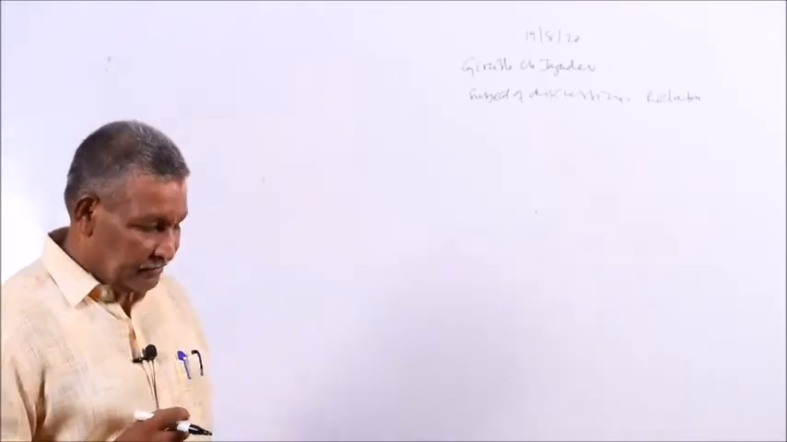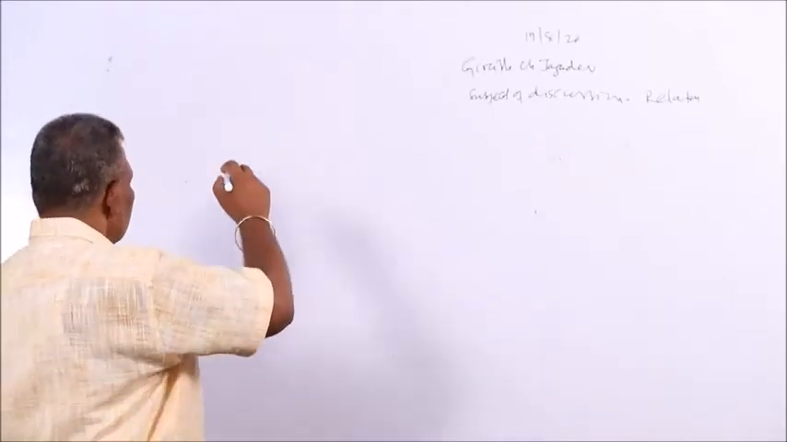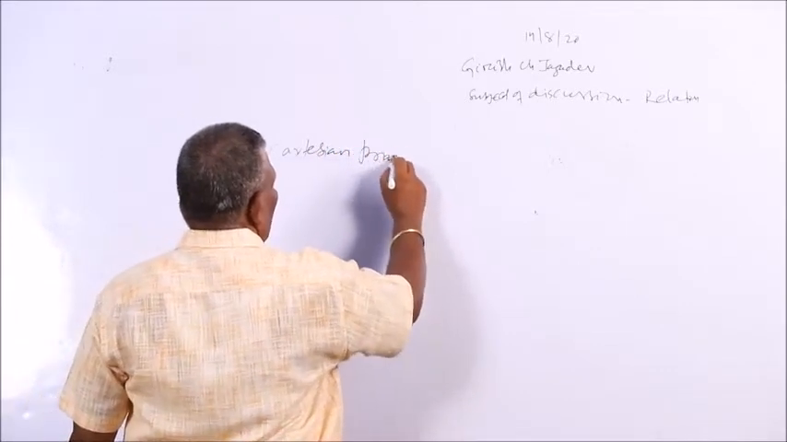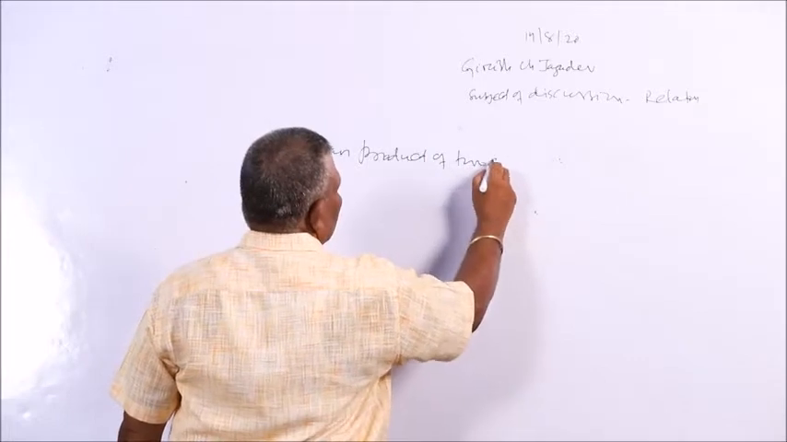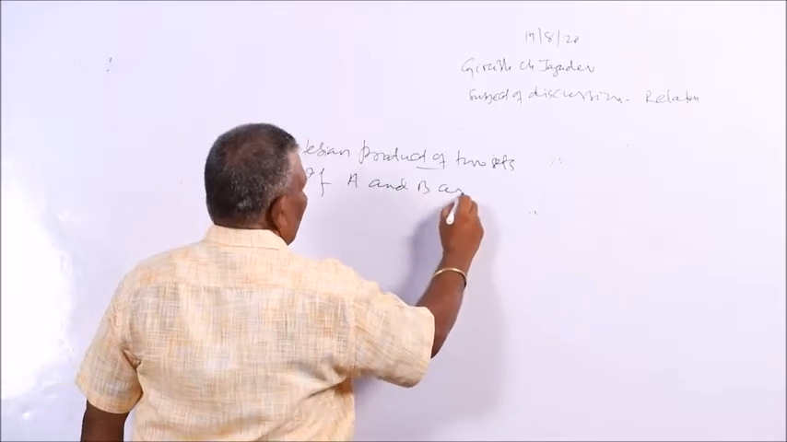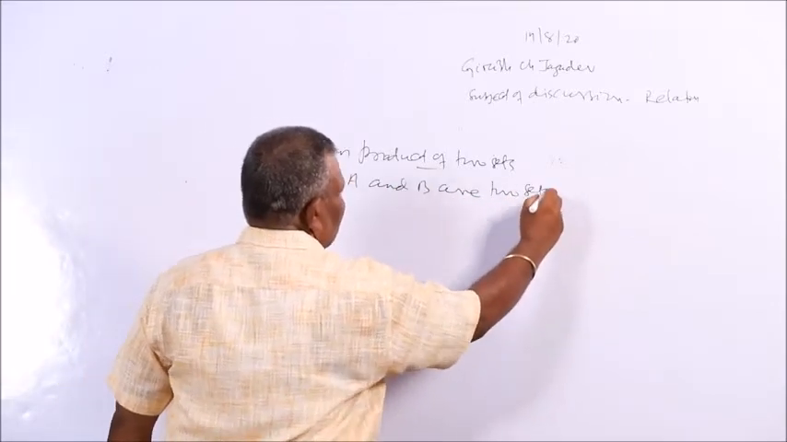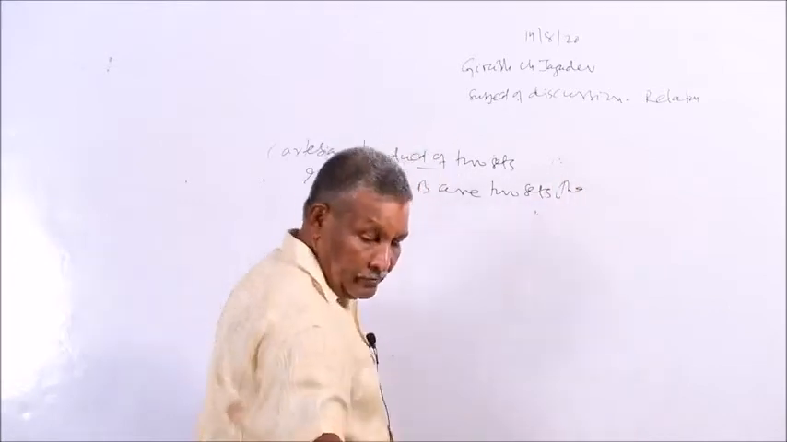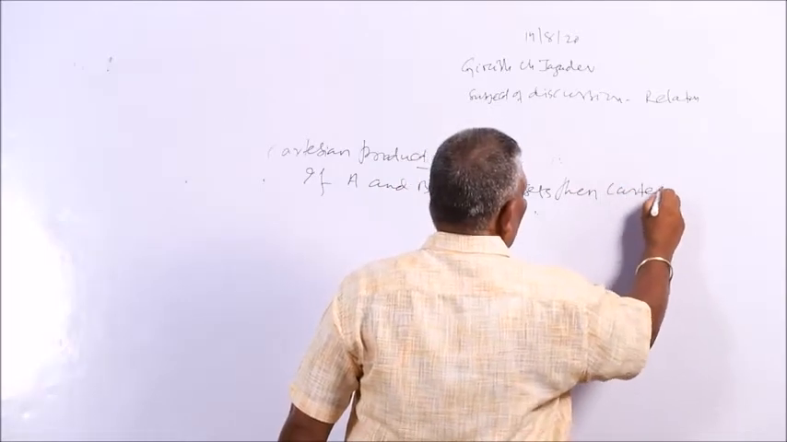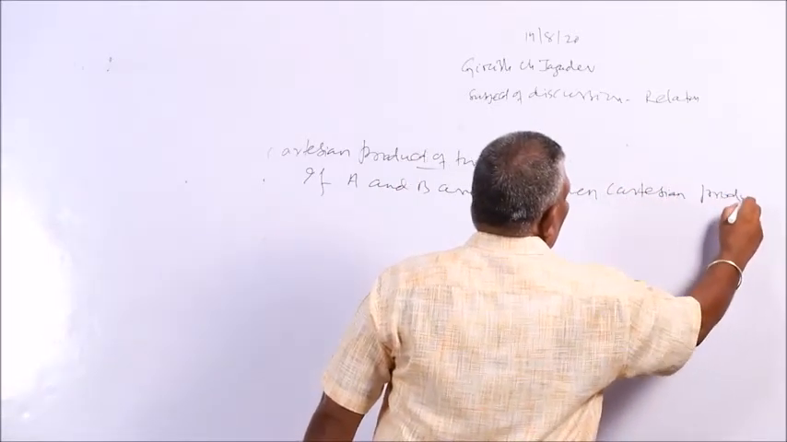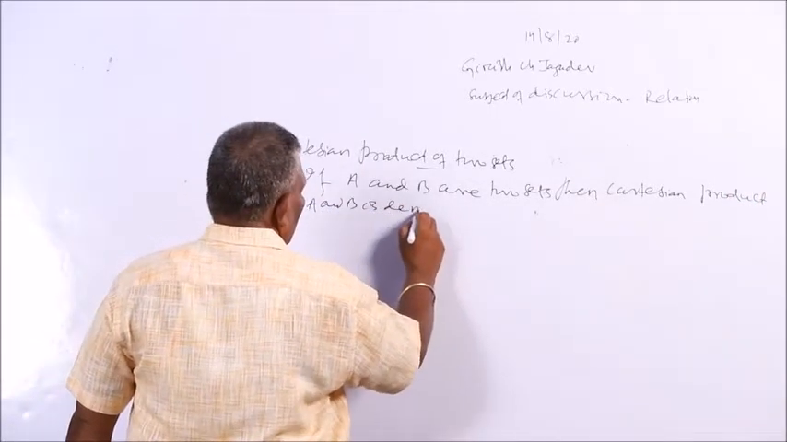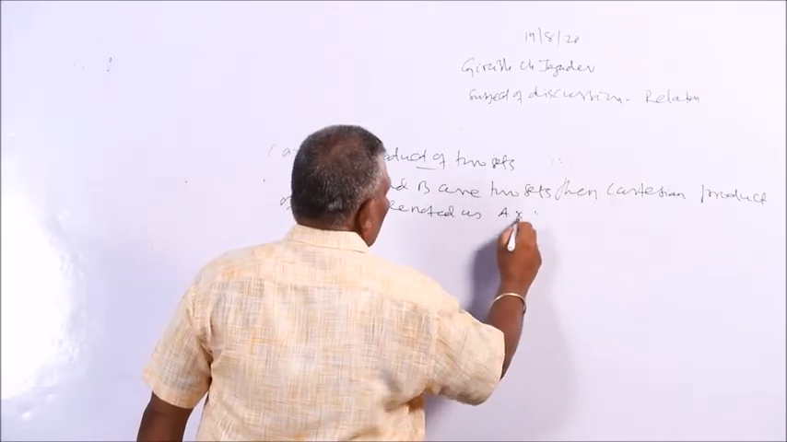In mathematical language, before that I will define Cartesian product of two sets. If A and B are two sets, then Cartesian product of A and B is denoted as A cross B.